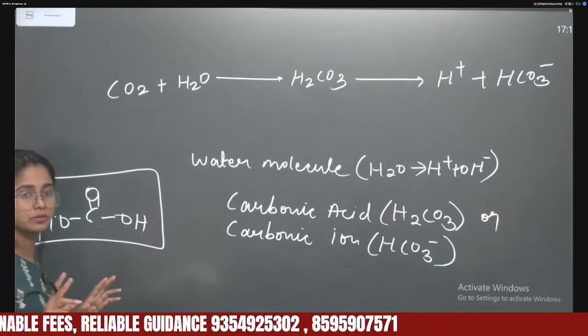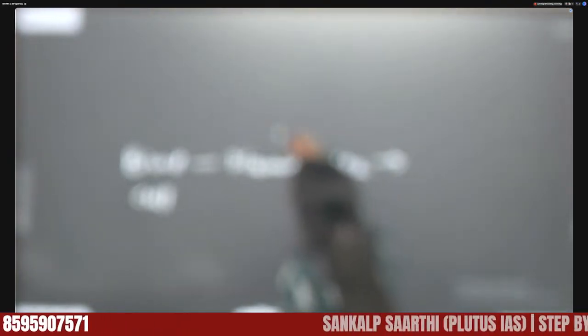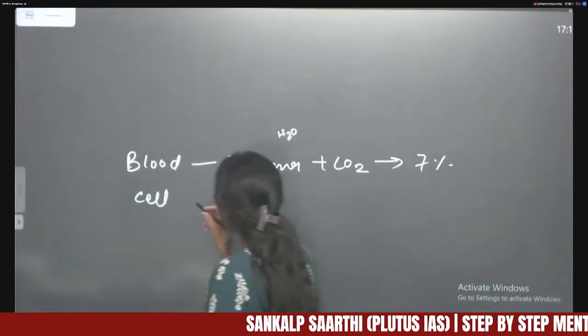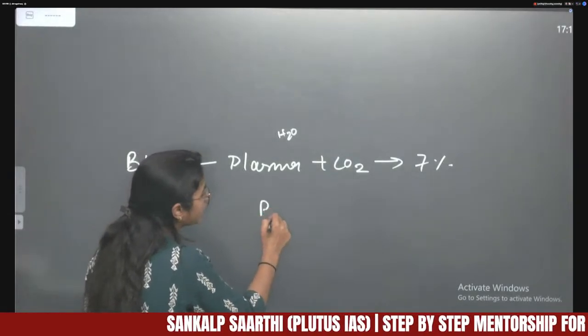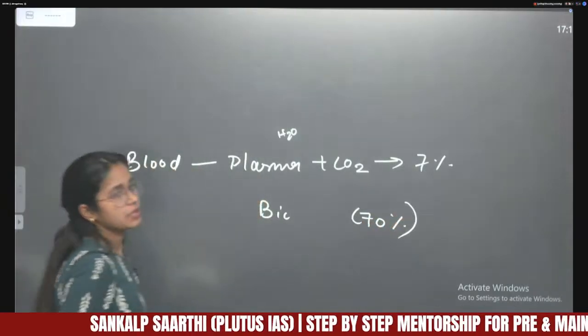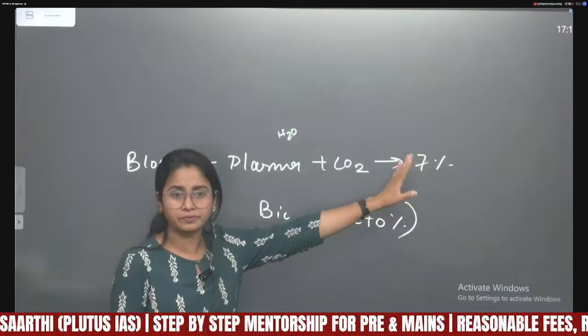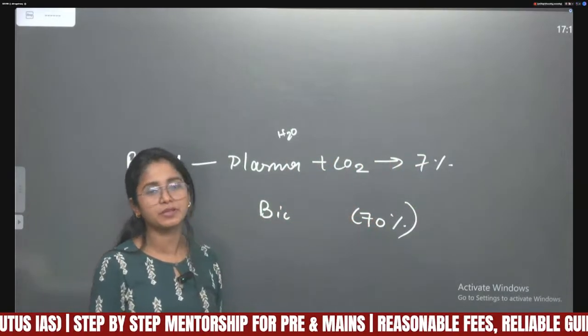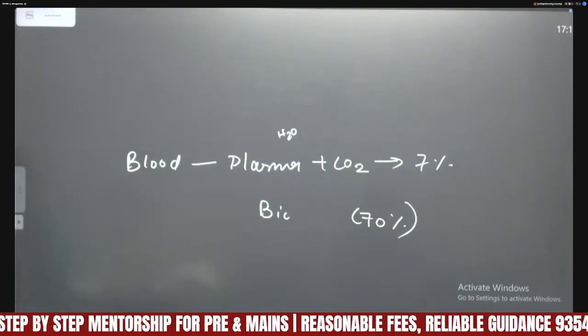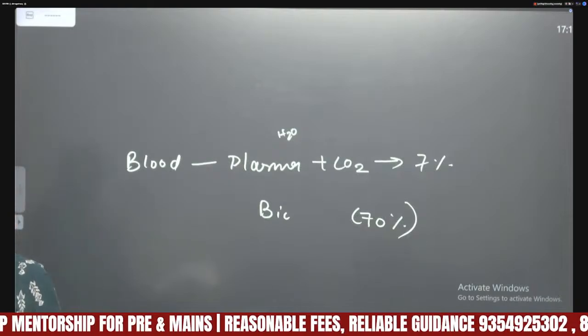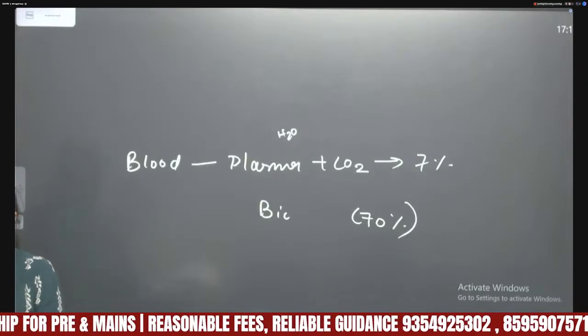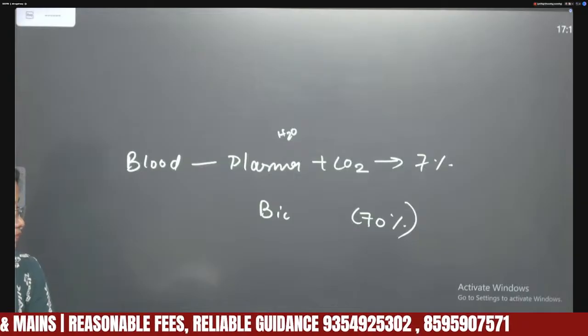Actually, we are talking about two things here. I know you got confused. There is blood and cells. If the CO2 is binding with the plasma, there also it forms with water, but that is only 7%. But if it binds with the water inside the cell, then as a bicarbonate ion it is around 70%. The greater percentage of carbon dioxide, around 70%, is carried as bicarbonate ion.